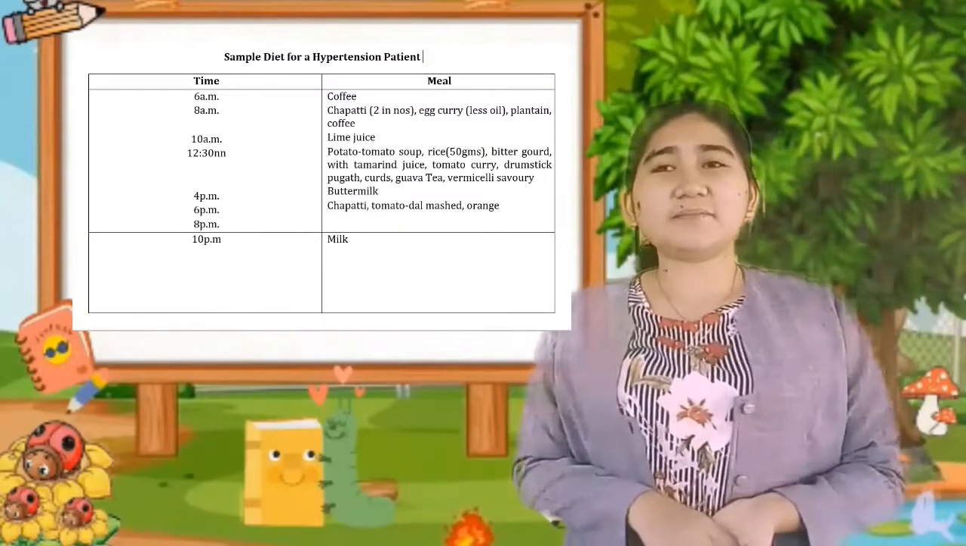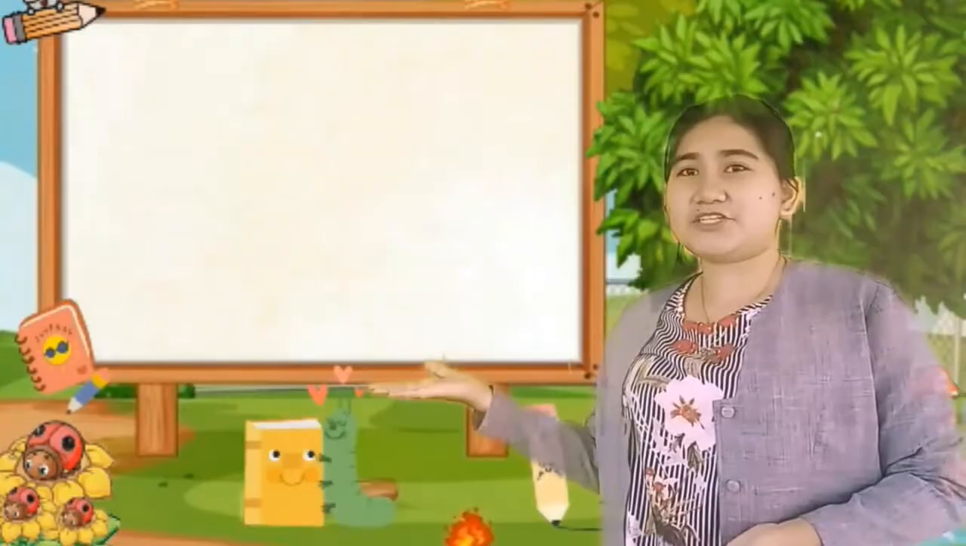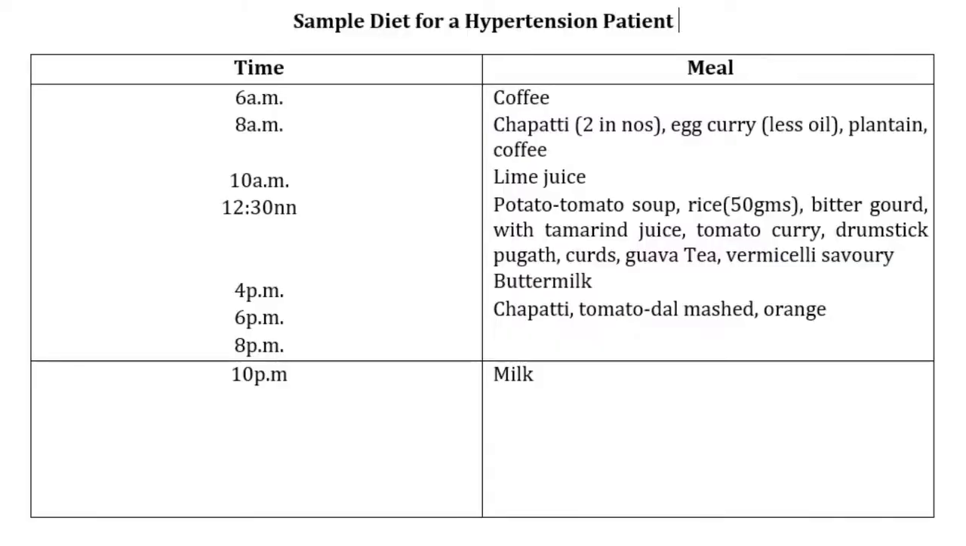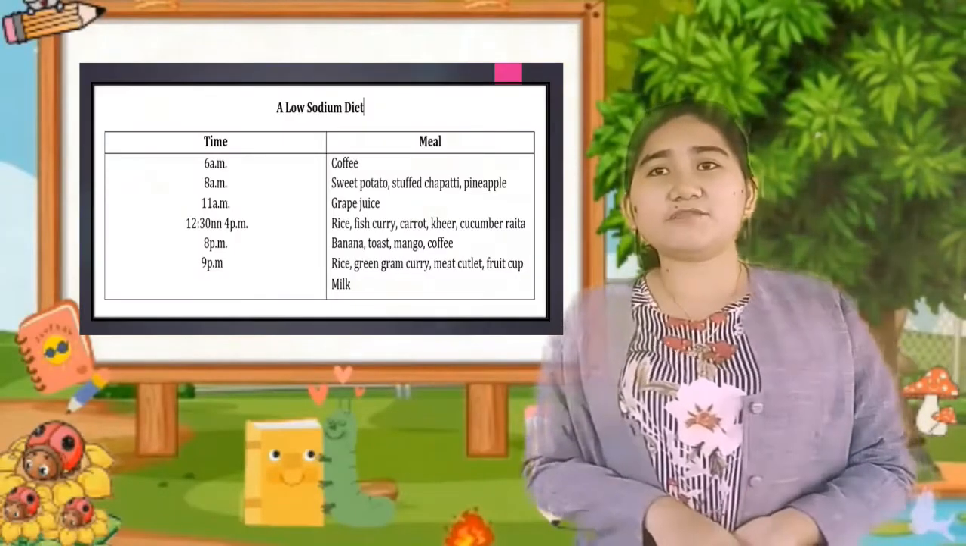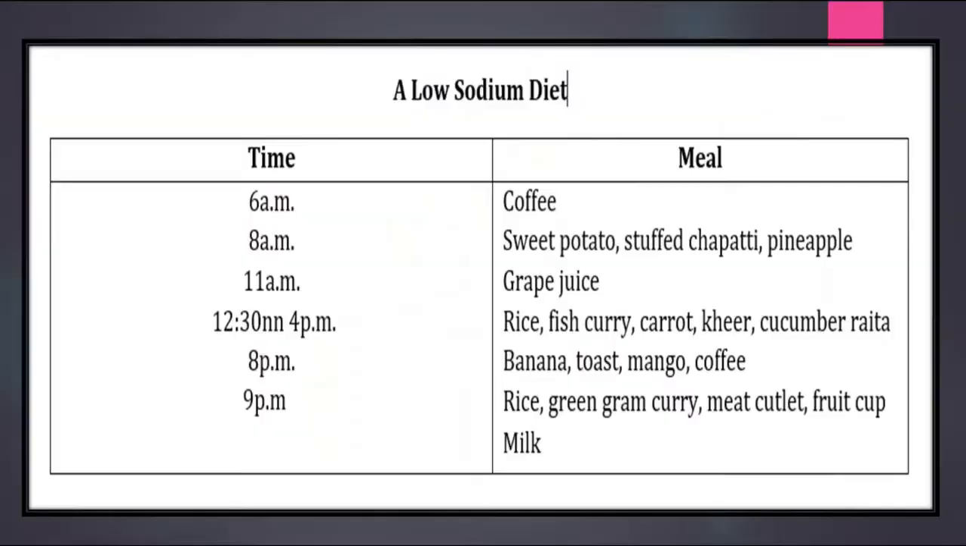This could be the sample diet for a hypertension patient. From the time 6 a.m. to 8 p.m., this is the meal plan for a day for a hypertension patient. The next example is for a low-sodium diet. Did you see this table? It is really helpful for a person who has cardiovascular diseases. Well, it is for the low-sodium diet.